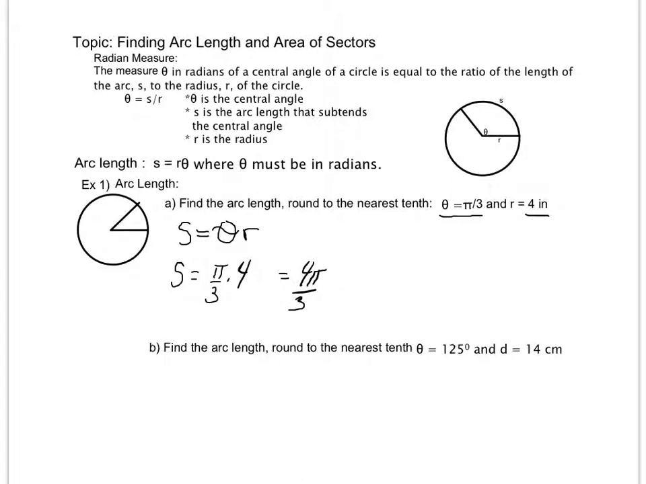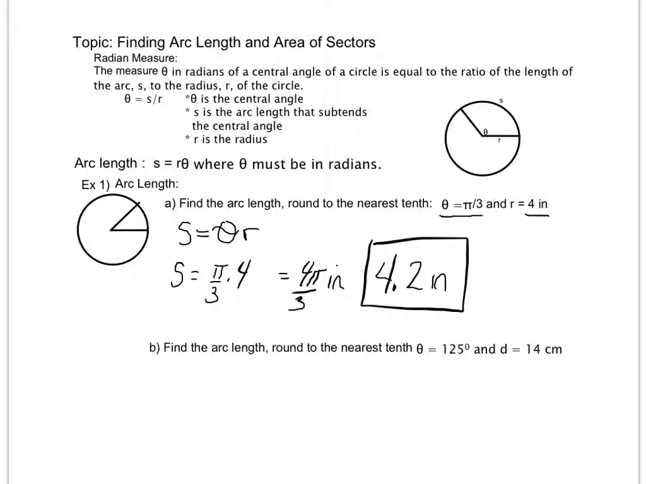And notice that my unit is going to be inches. Since radians don't have a unit, which is one of the reasons why we have to be sure that we're in radians and not degrees, and my 4 has a unit of inches, I end up with just inches. I can use my calculator then to approximate this, rounding to the nearest tenth, which gives me approximately 4.2 inches. That is going to be the length of the arc.